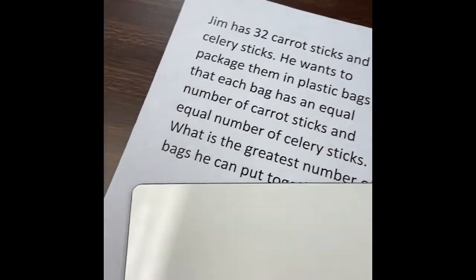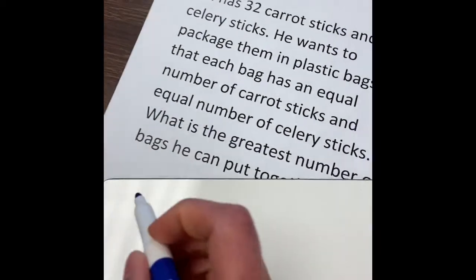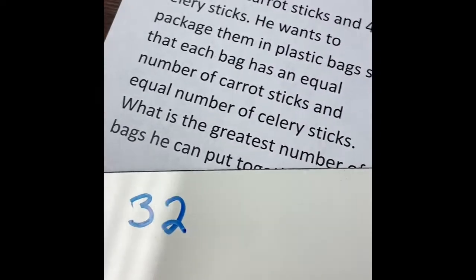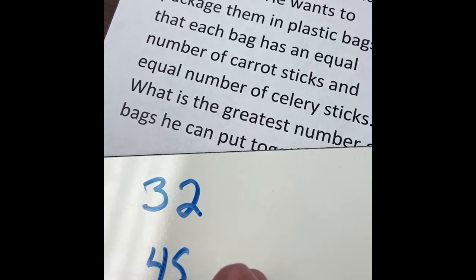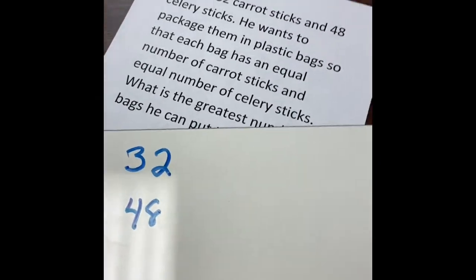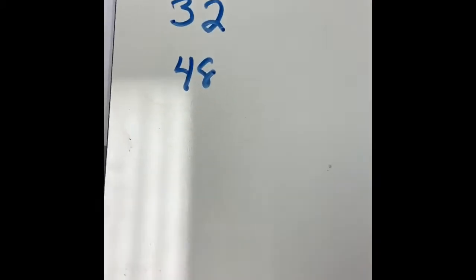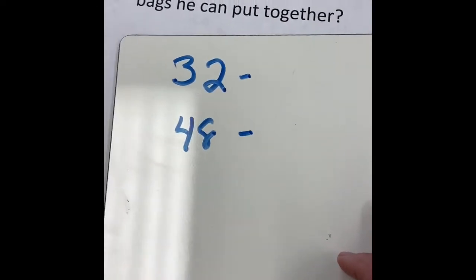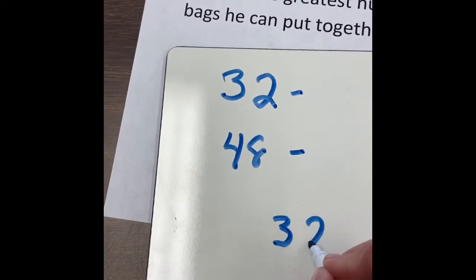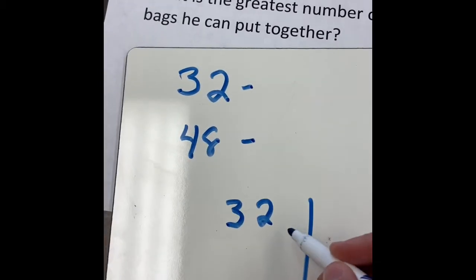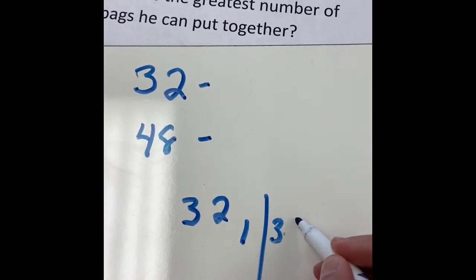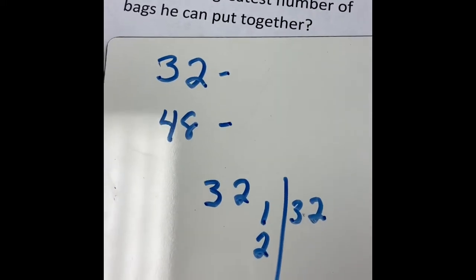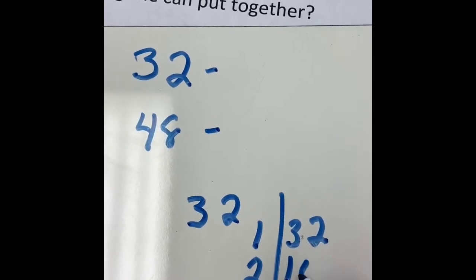So let's look at it. We have 32 and we have 48. Okay, now let's look. 32 and 48. Well, factors of 32, let's do down here, 32. 1 and 32, it's an even number, so remember 2. Half of 32 is 16.